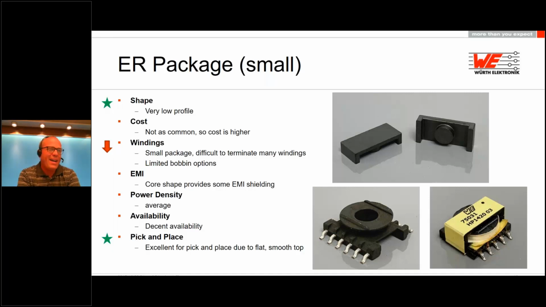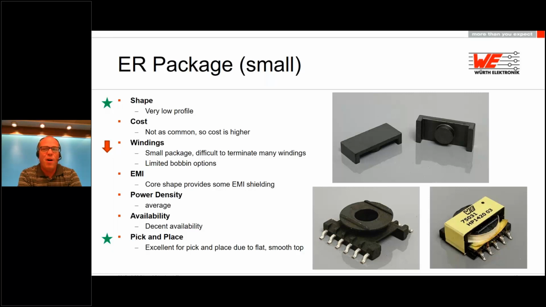Now, the ER package, the small versions of the ER package, like the one shown here, are significantly different from the larger versions. So I'm just going to treat them separately. Even though they have the same name, we're gonna treat them differently and have 2 slides on those.